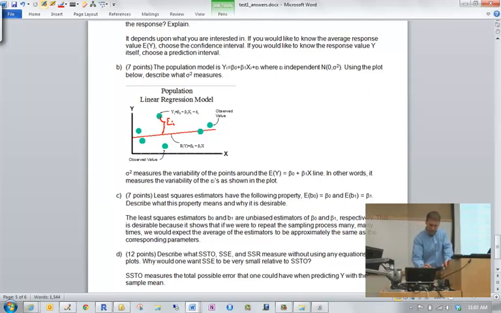Unfortunately, there was a number of students who said this. So this gets at, well, describe what sigma squared measures. And a few students were saying that sigma squared measures the distance from the green point to the red line. No, that's what epsilon is. What sigma squared measures is the variability of these distances. Big difference there. Big difference.